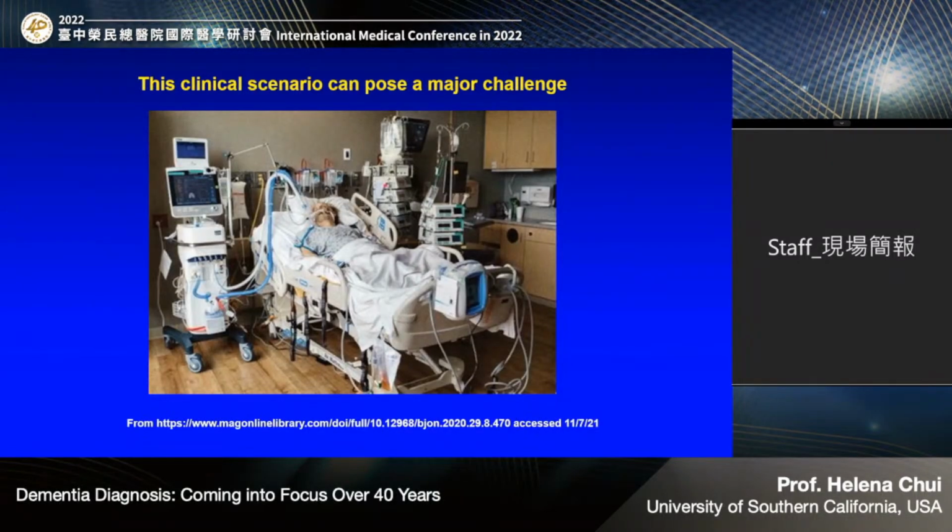This clinical scenario of a patient in the ICU with multiple tubes and devices around the patient can pose a major challenge in your nutrition assessment process. So we'll talk a little bit about how to work with these patients where it may be more difficult than your patient that you can easily interview and examine.